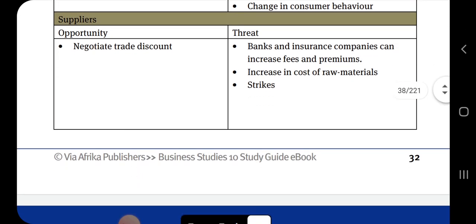And then opportunities with regards to suppliers. You can negotiate discounts. That's an opportunity you have with a supplier. A threat is that if there is a strike somewhere, your suppliers will increase their prices. So there will be an increase in raw material. And banks and insurance companies can also increase their premiums.